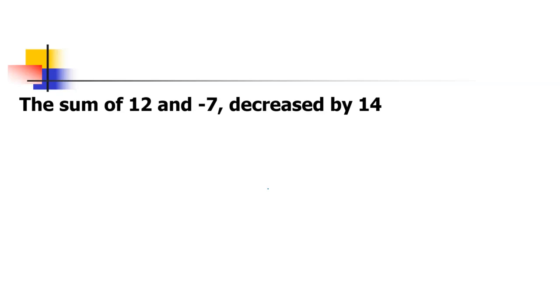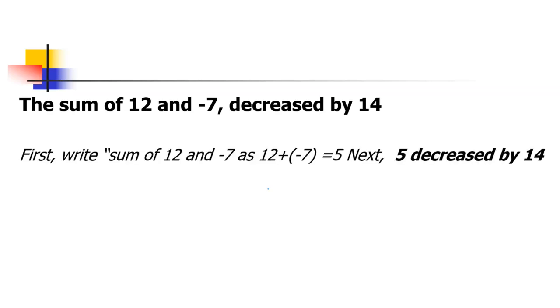The sum of 12 and negative 7 decreased by 14. So first we are adding 12 and negative 7. Whatever answer we get, we're decreasing by 14. So first we write the sum of 12 and negative 7, and that's how we get 5. Then I will write this 5 decreased by 14. We learned that when decreased by is used, you want to keep the order the same. So the way we will write it is 5 minus 14. First I added 12 and negative 7 to get 5, and then I'm doing 5 decreased by 14. And that should give me negative 9.